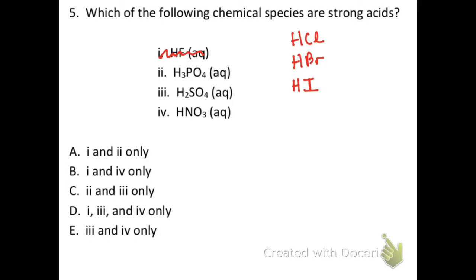The other 4 are oxyacids. There are HClO3, HClO4, so chloric and perchloric acid, nitric, HNO3, and sulfuric, H2SO4. So make sure that you know these strong acids. And if we do, it makes this problem really, really easy. Ding, ding. So 3 and 4 for the win.